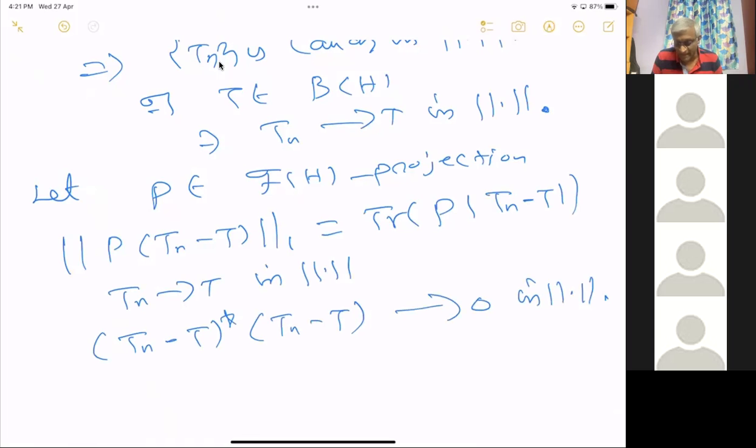The norm topology is a nice topology. It's continuous with respect to star, with respect to the adjoint, and with respect to products. And the square root is also a continuous function.